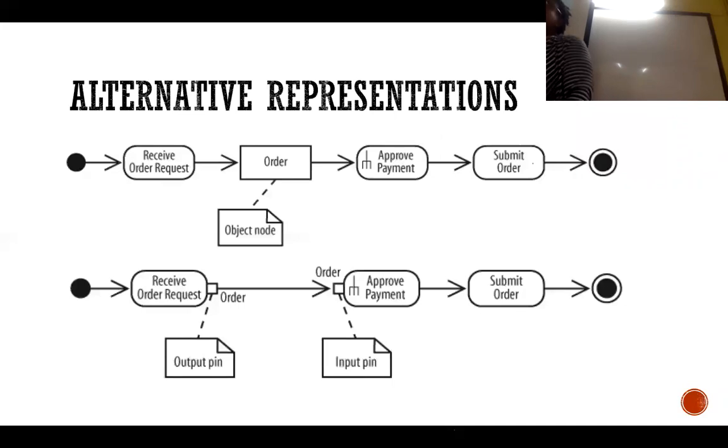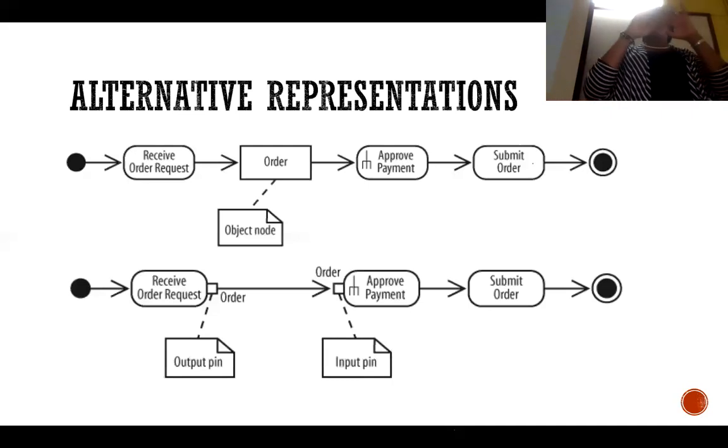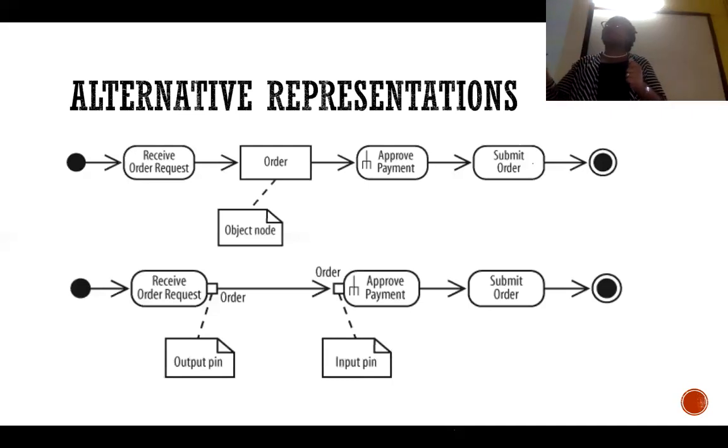So in this case, it means that an order is produced and passed on from the receive order request to the approved payment action. Approved payment is going to get this order. So once you have an object node and you have an arrow coming out of it, it means that the object is going to the next action. So the arrow coming out of order is saying order is being passed to approved payment. Does that make sense? Okay. And then approved payment does whatever steps are inside of it, and then we're going to submit order.